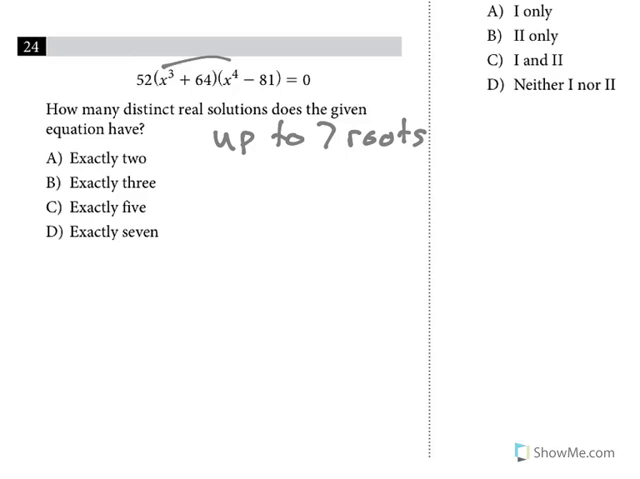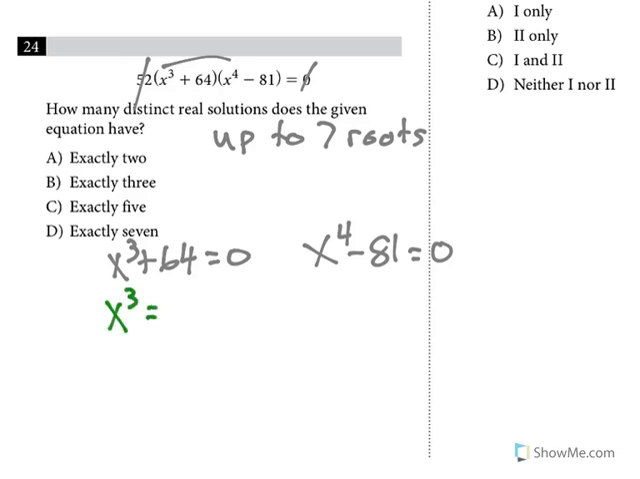So here's what I'm going to do. I'm going to divide both sides by 52. Fantastic. The 0 is still going to be 0. So here's what we've got, right? x cubed plus 64 can be equal to 0. And x to the 4th minus 81 will be equal to 0. So we have 2 distinct equations. So I've got my cubic equation.